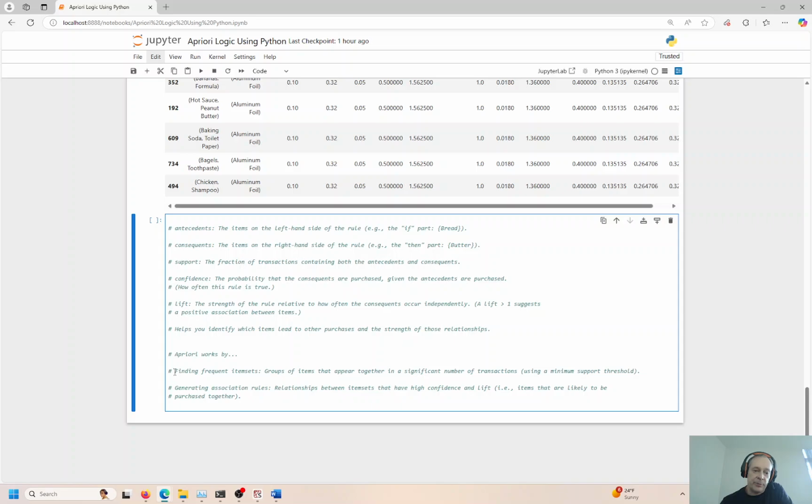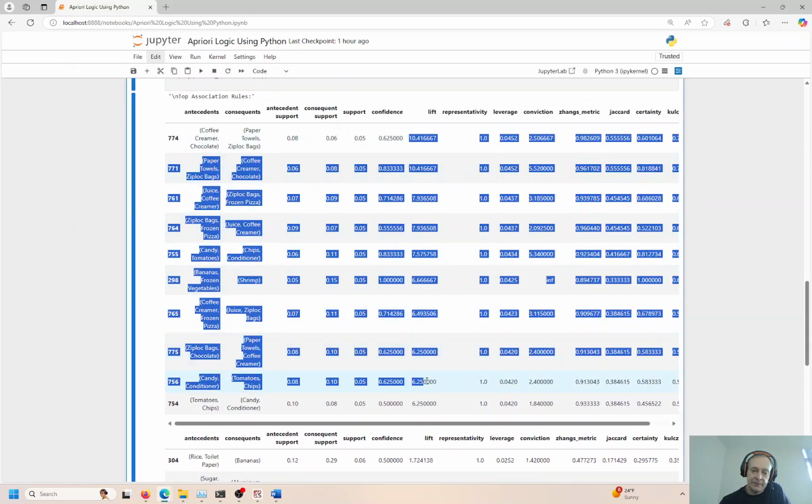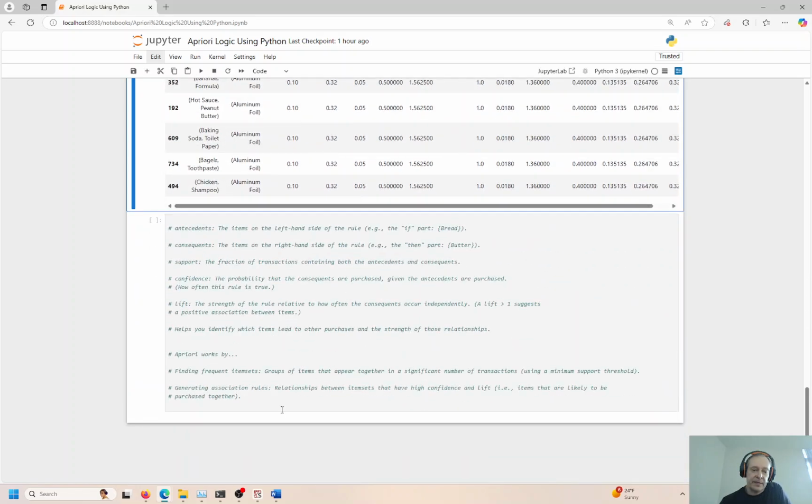Okay, and a priori basically works by finding frequencies of combinations of item sets, groups of items that appear together, have significant transactions, and this is using a minimum support threshold. That's at 20% that I alluded to before. And just to wrap up here, we're generating association rules. These are relationships between item sets that have high confidence and high lift. Again, this column right here is the lift column. So anything in the head of the data frame sorted in descending order, these are going to be high combinations, high frequency items. If this happens, then this will happen. Okay, so that is how it works.